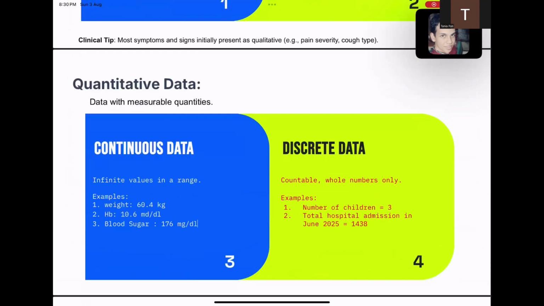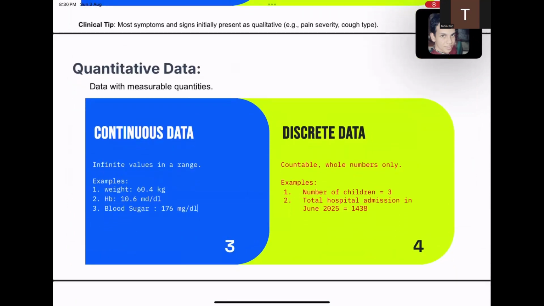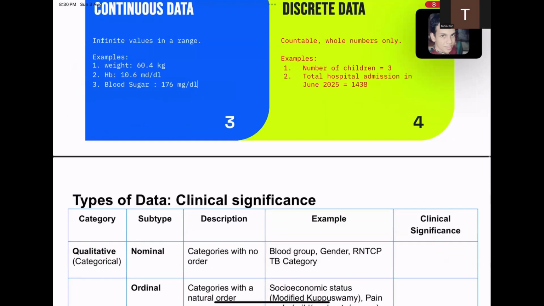Next come the quantitative data types. Data with measurable quantities. That is weight, hemoglobin level, blood sugar are the examples. These are infinite values in a range that can be in decimals, right? And discrete data: countable whole numbers only. The number of children, 3. The total number of admissions in June 2025, 1438. These won't have any decimal numbers. Okay.